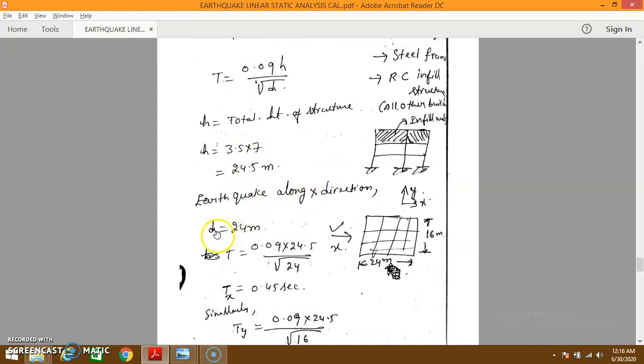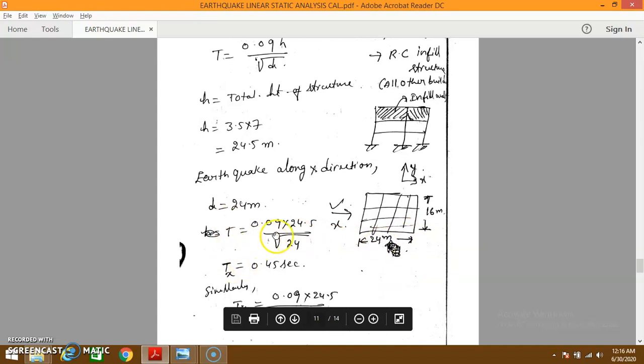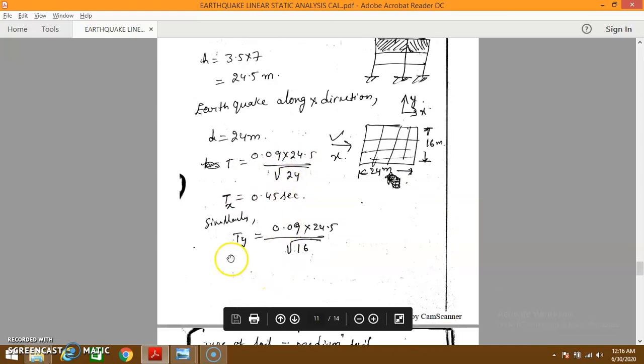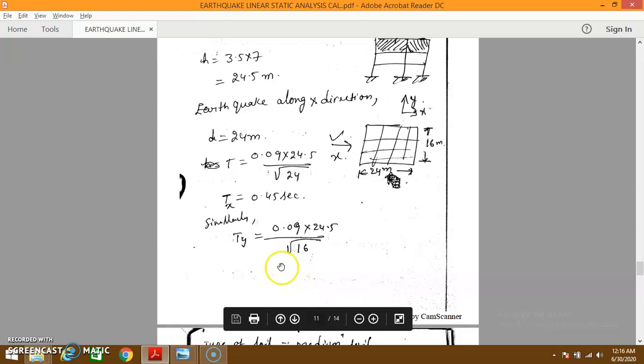Earthquake along X direction. X direction means, for example, the plan is like this. The lateral force in X direction means we take this value, this 24 meter value. Tx equals 0.09 H by root d. Similarly, Ty is 0.09 H by root d. Suppose the lateral force is from the Y direction, then we take the 16 meter value. Okay, like that we take.